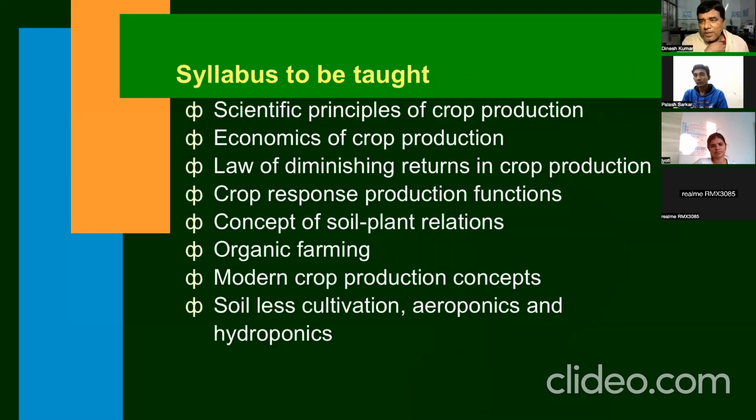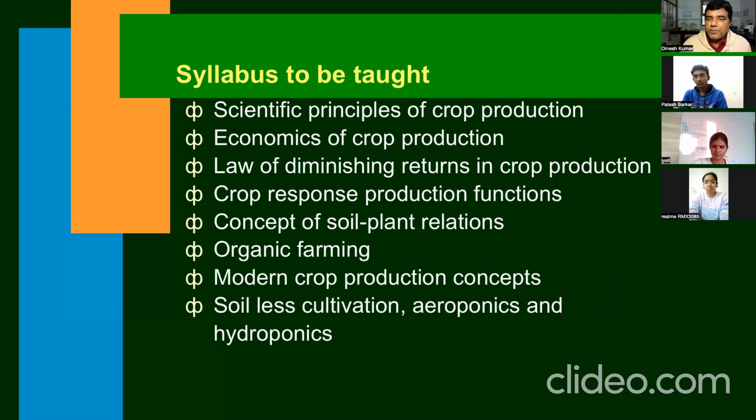Now, these are the topics I am going to cover. Scientific principles of crop production, economics of crop production. I will touch the law of diminishing return in detail. This is a very important and fundamental law. Every agronomy student should know the law of diminishing return because it is the most practical law which is applicable in agronomy, in crop production. This is the first or major law in agronomy or crop production.